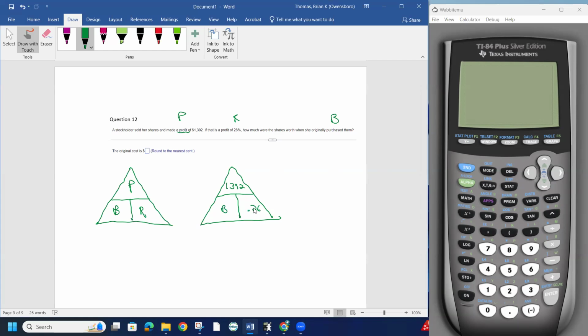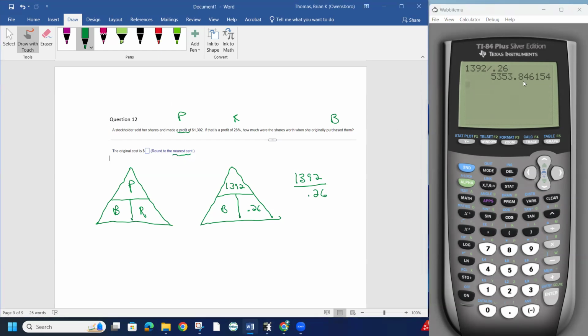And notice how we have a numerator denominator concept. So this tells us this is a division problem: 1392 divided by 0.26. If we do that math on our calculator, 1392 divided by 26%, or 0.26, that'll give us $5,353. And they do say round to the nearest cent.